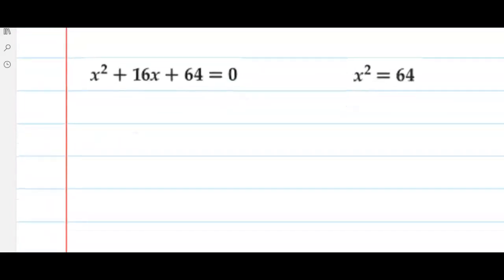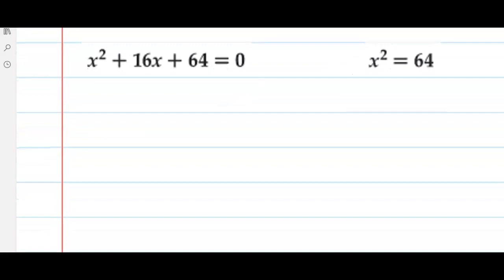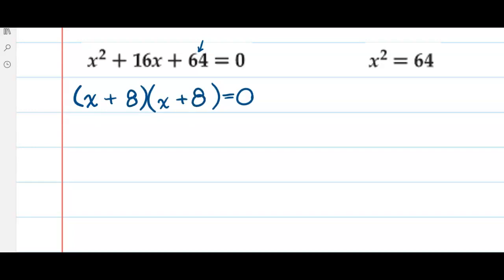Sometimes all 3 terms will not have a common factor that we can factor out, a greatest common factor. This is a situation when we need to factor as if we were trying to do the opposite of foiling. In other words, what multiplies to give me 64 and combines to give me 16. That would be 8 and 8. 8 times 8 is 64, 8 plus 8 is 16.